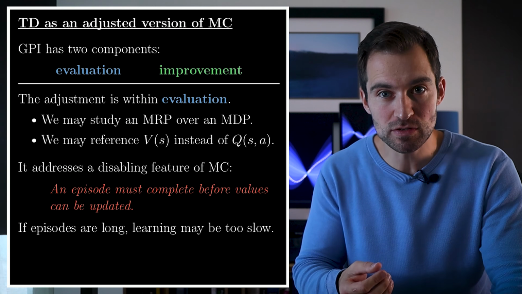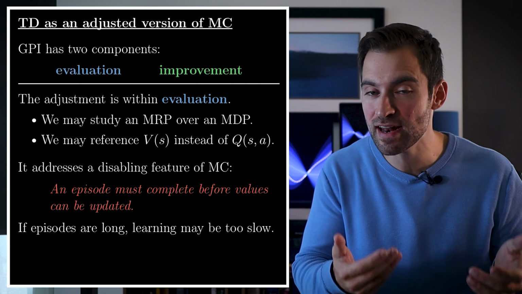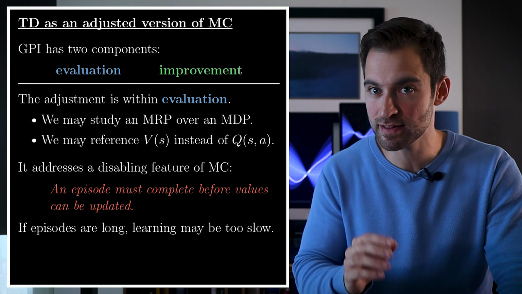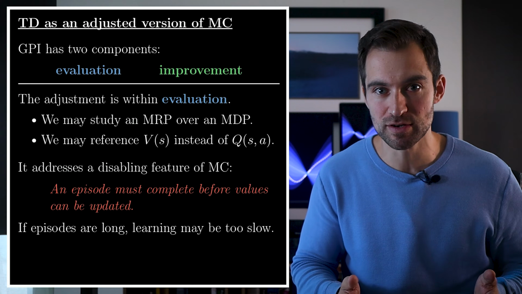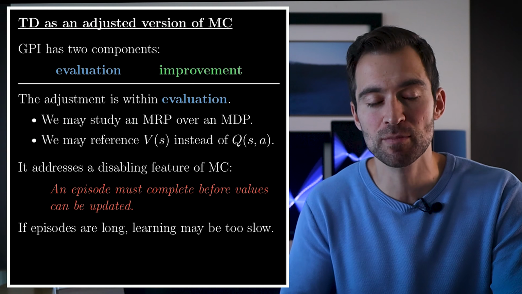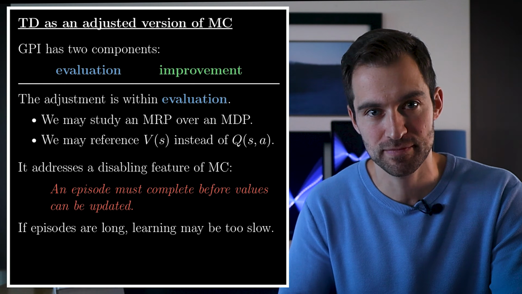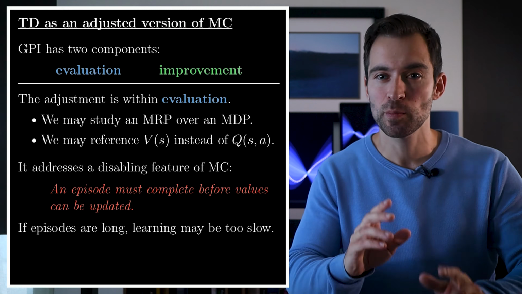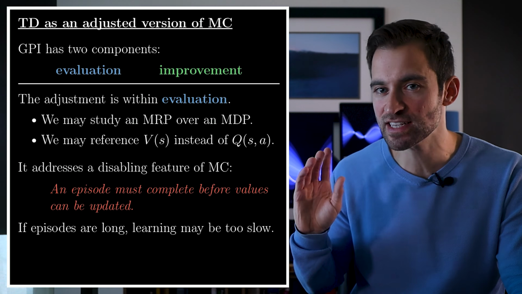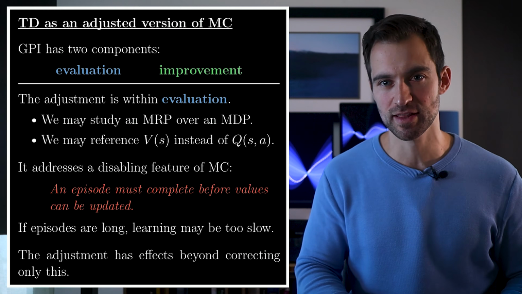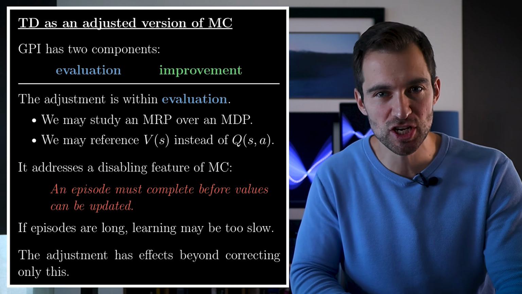If we could learn from those, that would change our policy within an episode, which would change, and likely improve, how we explore that episode. This changes the algorithm's behavior to something that's often more efficient than MC. So addressing this is important, but I should note, we'll see the adjustment has other effects beyond merely fixing this issue. Now, to visualize the adjustment to evaluation, I'll use a simple Markov reward process.